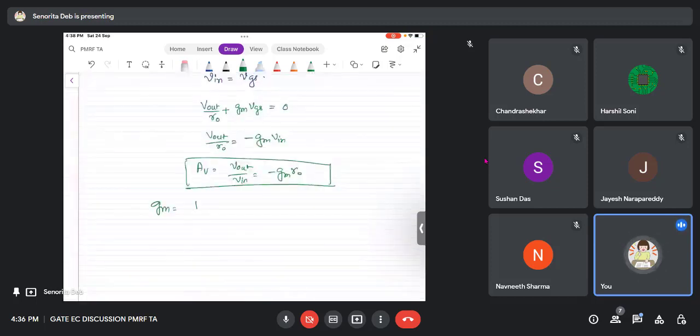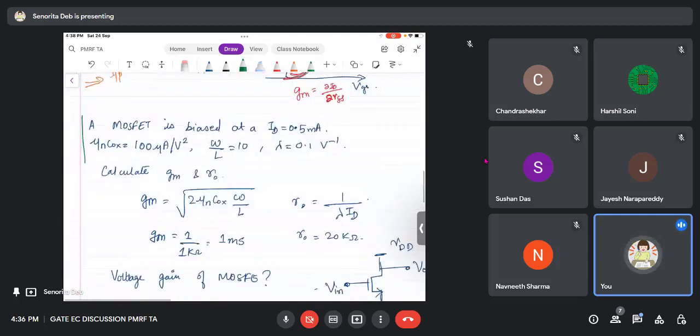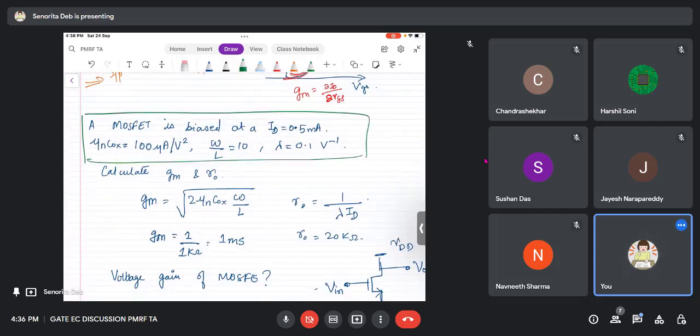So therefore, in the earlier question GM is 1 upon 1 kilo ohm, and R naught is 20 kilo ohm. So AV is 1 upon 1k into 20k, giving you minus 20, right? So kilo ohm cancels out. That you have to be very careful about. So for this device with the dimensions that I had given you, for these conditions, see the green box, you will get a voltage gain of 20.